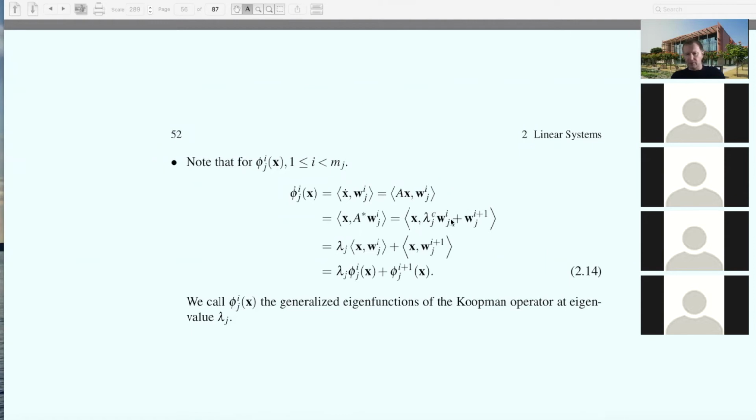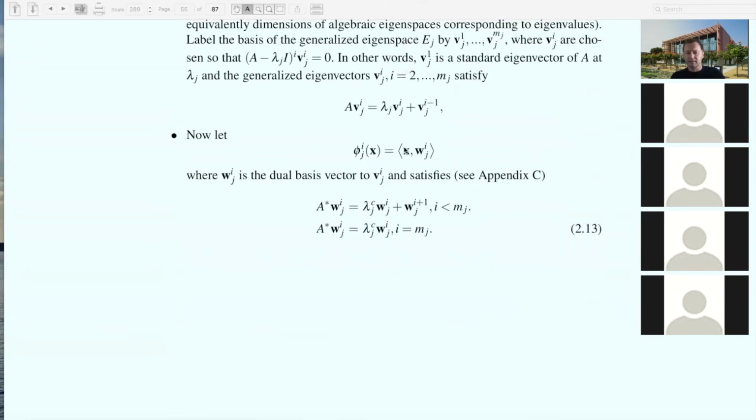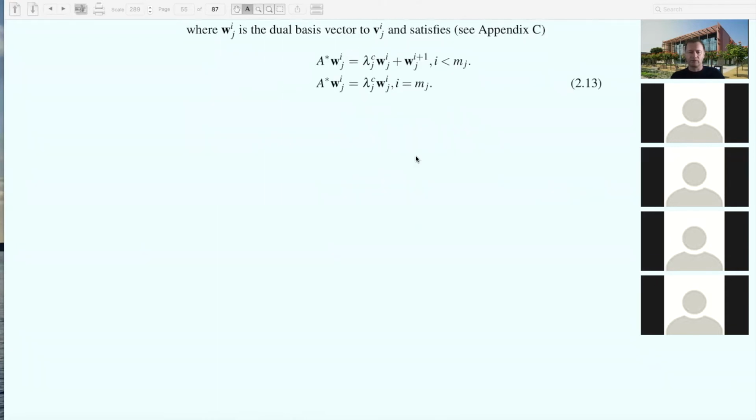So now we do the inner product separately for each term. So we have x and wji, and lambda j complex conjugate goes in front. Again, a property of the complex inner product is that lambda j conjugate goes in front as lambda j. And so you get lambda j times the inner product of x and wji from this part. And then take an inner product of x and wj i plus 1 over here. But this we have defined to be phi j i plus 1 of x. That's a generalized eigenfunction. So if you put i plus 1 here, that's precisely what you're going to get.